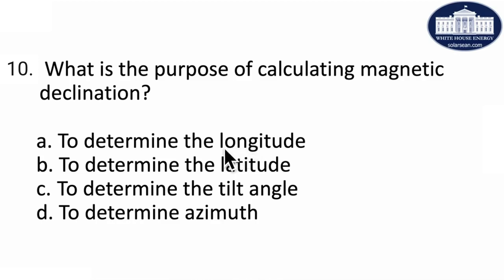So longitude is how far you are east or west. Latitude is how far you are north or south. Latitude determines the sun path, by the way. The tilt angle is how steep you tilt your PV modules. A lot of times it's related to your latitude, not so much your longitude, because you can have the same longitude in the tropics as the Arctic, but you can't have the same latitude in the tropics or the Arctic. And then to determine the azimuth, that's got to be the right answer because all those other ones stink.